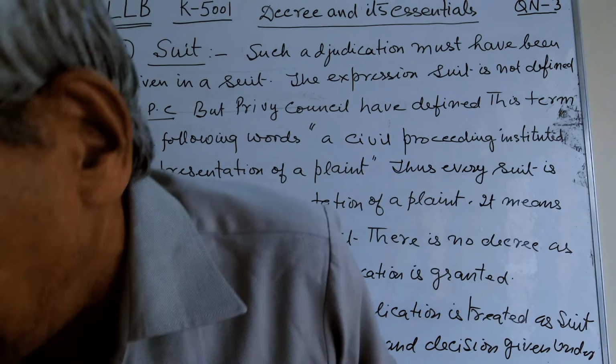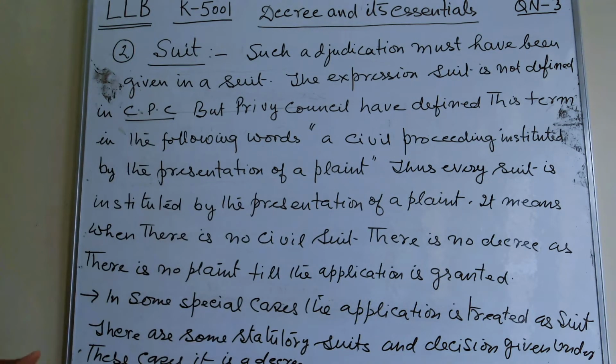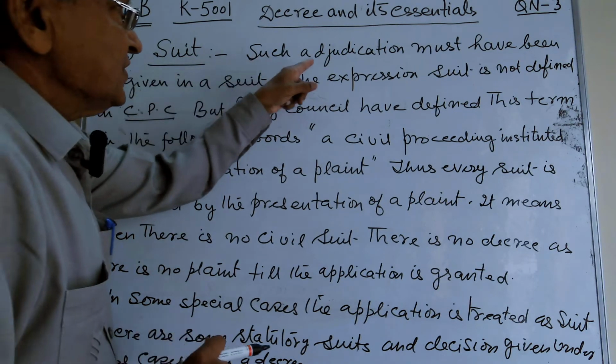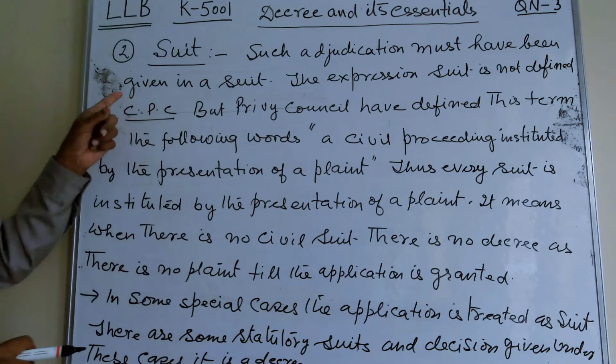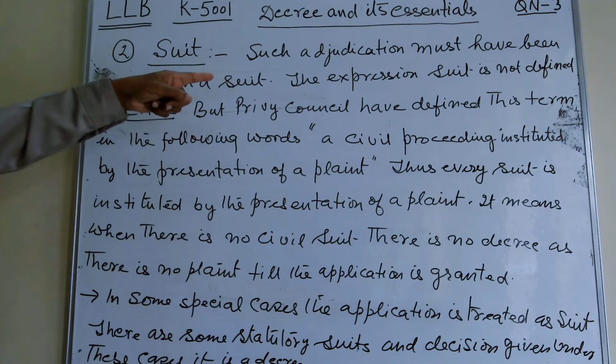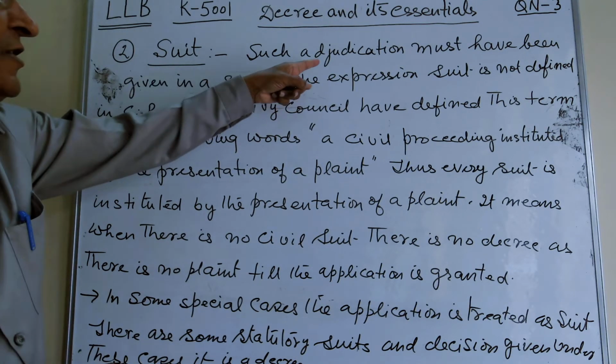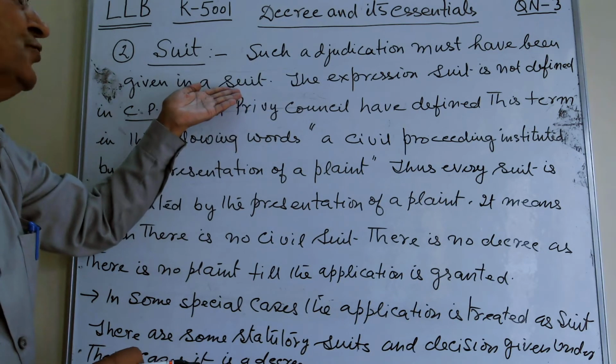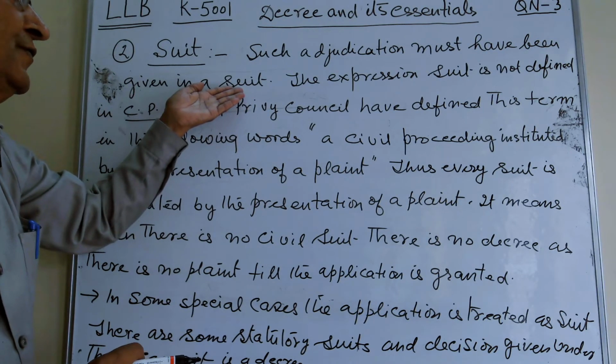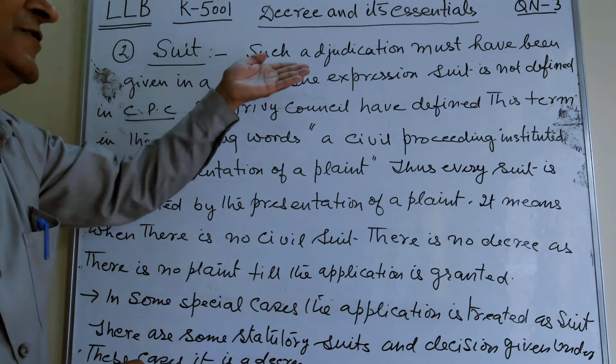My dear friends, the second essential condition of the degree is suit. The first condition is education, and after education, the second condition is suit, because such education must have been given in a suit. It means education is related to the suit. When there is a suit, there will be an education.